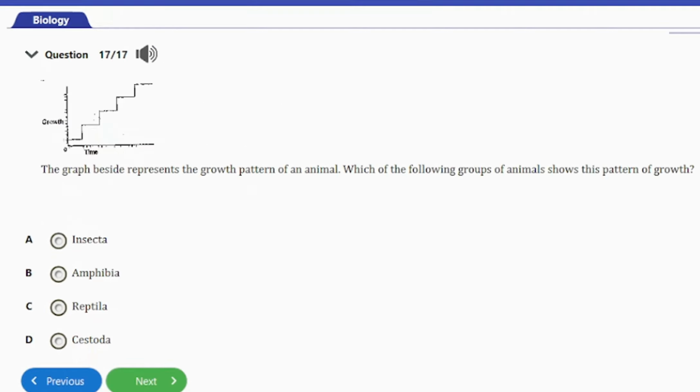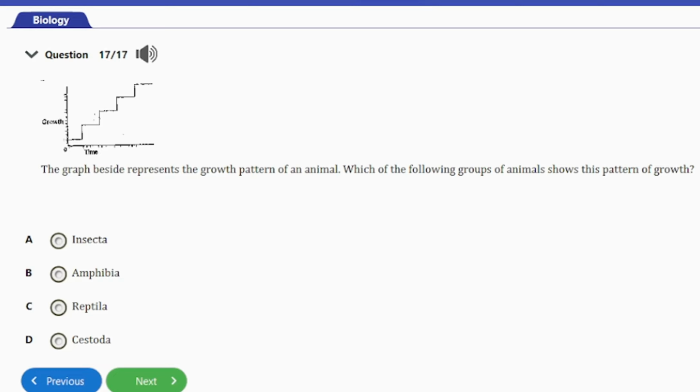So finally guys, let's consider the last question, and that's question number 17 here. It says, all right, here we have a graph, and the question says, the graph beside represents the growth pattern of an animal. Which of the following groups of animals shows this pattern of growth? A, insecta, B, amphibia, C, reptilia, and D, cestoda. So guys, the answer to this question is option A.